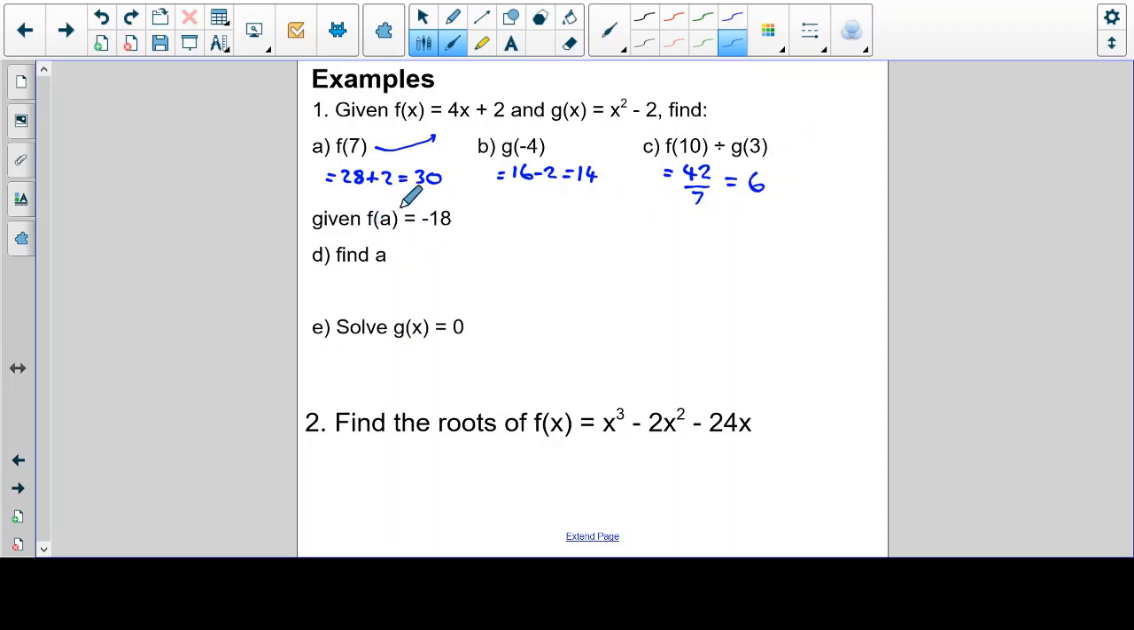Working in reverse, given that f of something is minus 18, work out what this something was. So we know that 4a minus 2 is equal to minus 18. So 4a's must be negative 16. So a is negative 4. And finally solve g of x equals 0. G of x equals 0. Add the 2 and square root. X is plus or minus root 2.